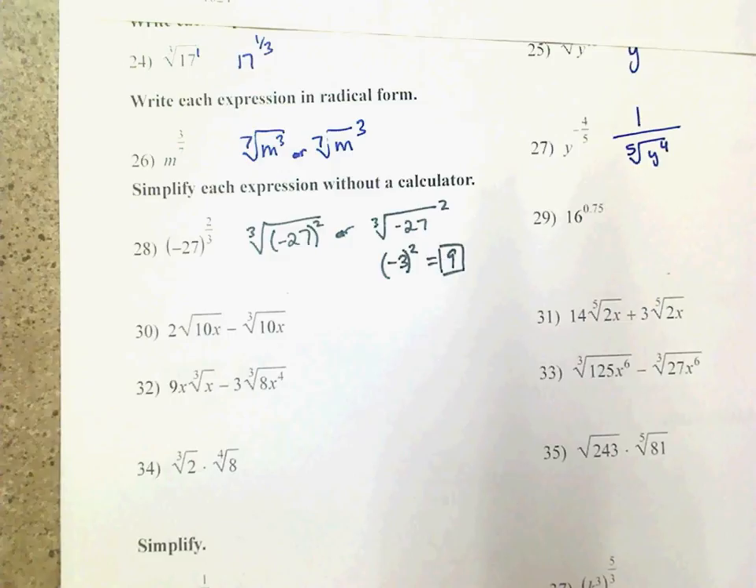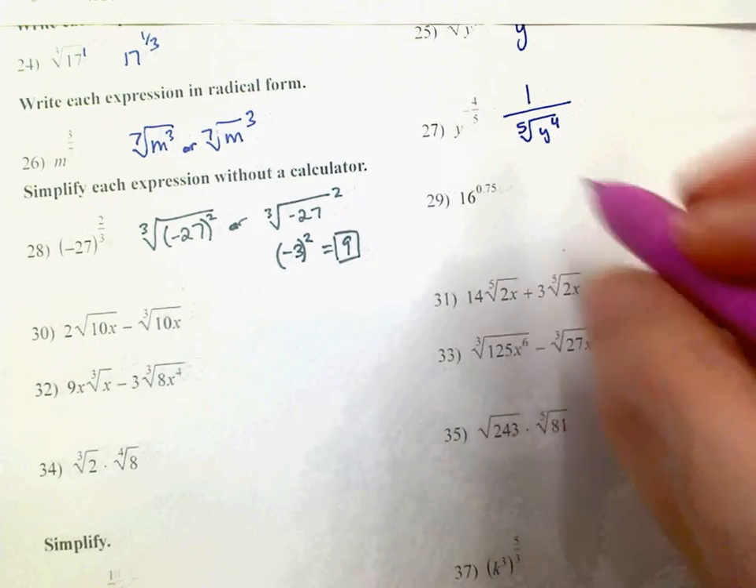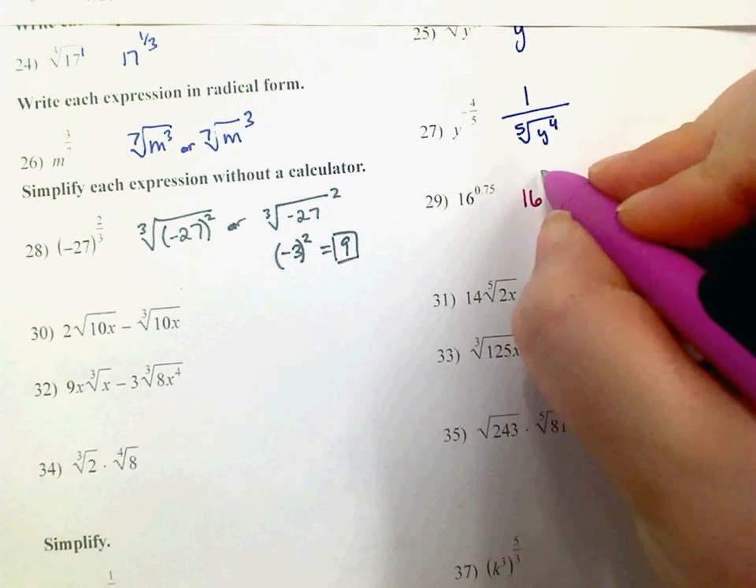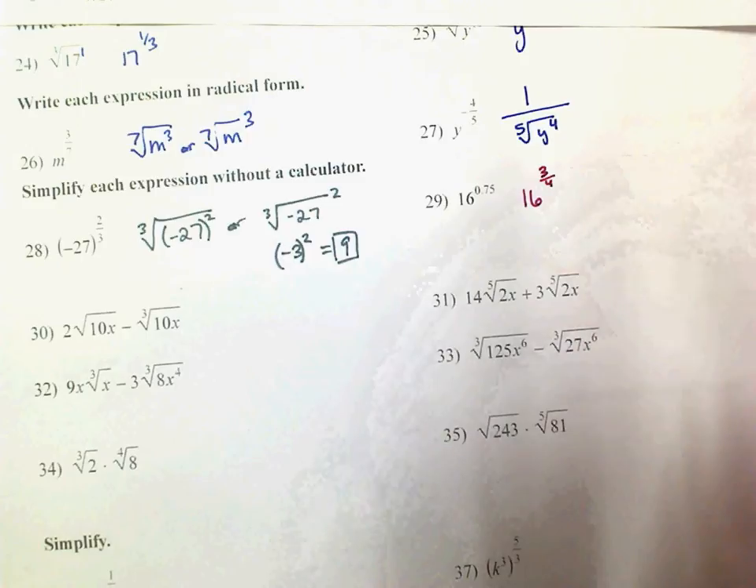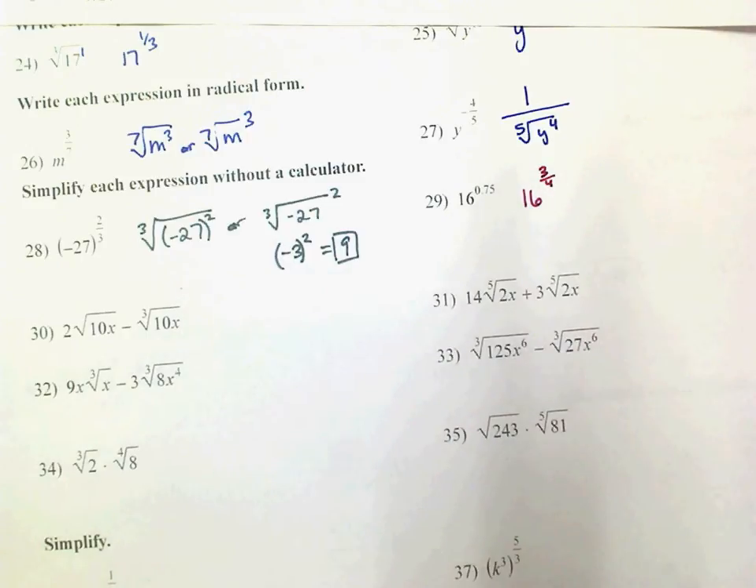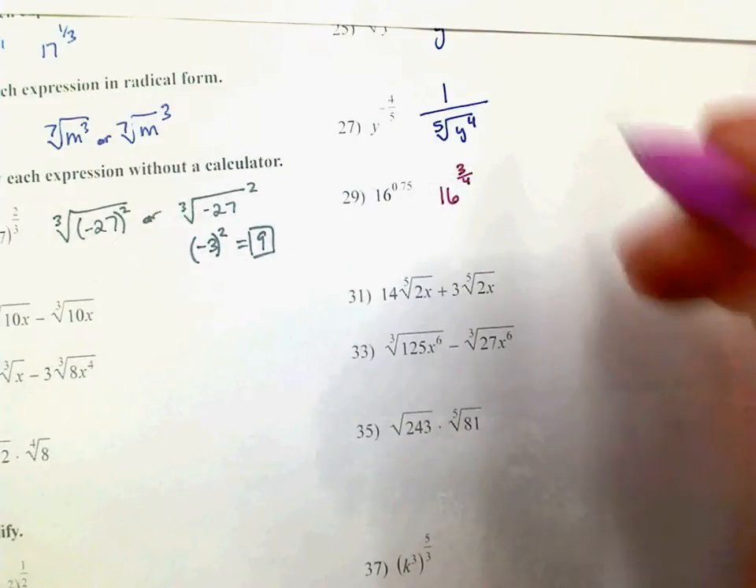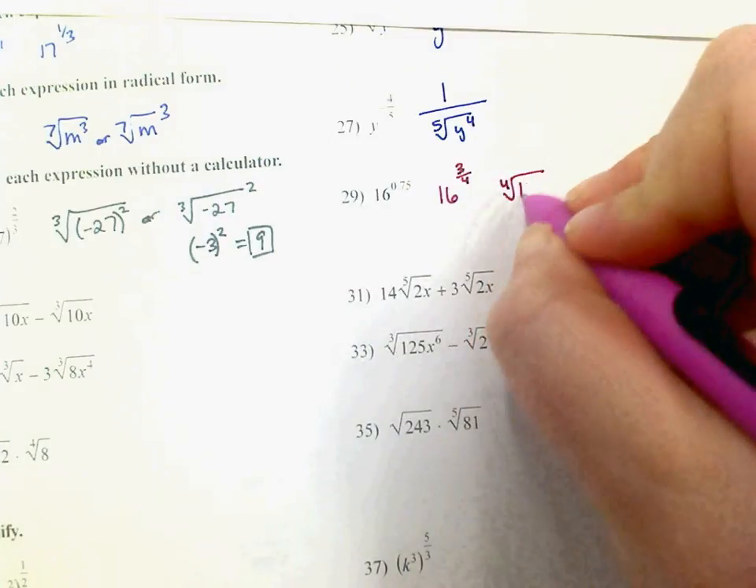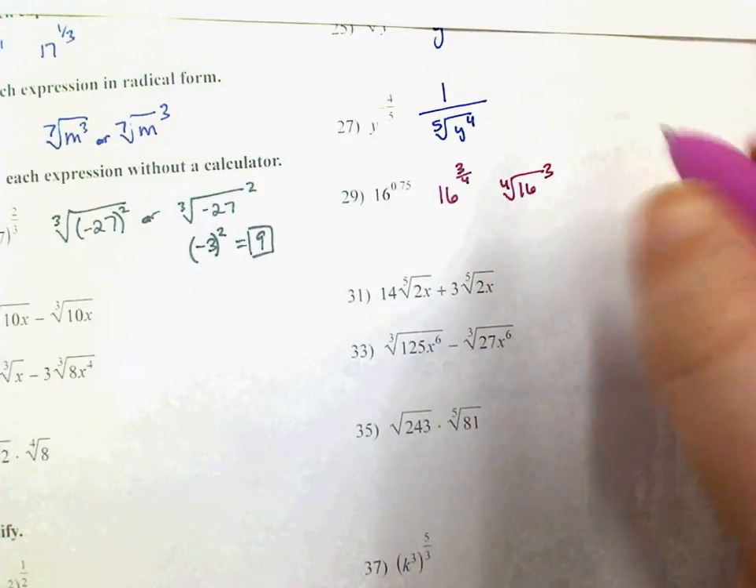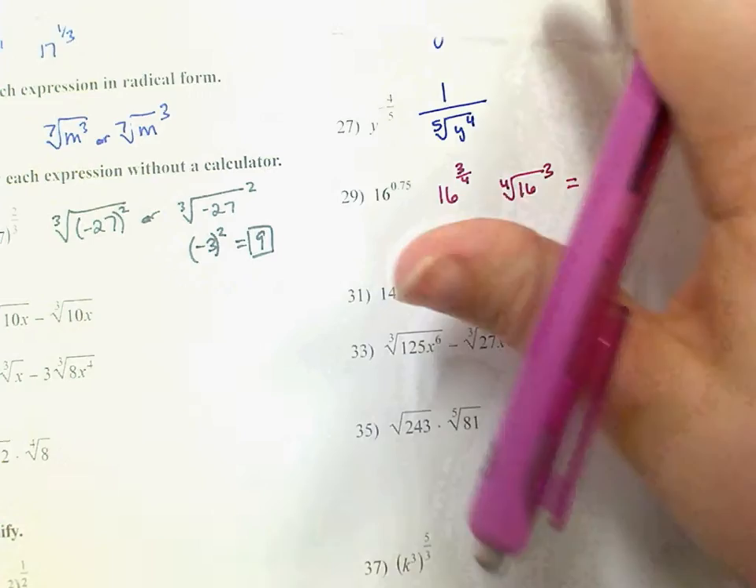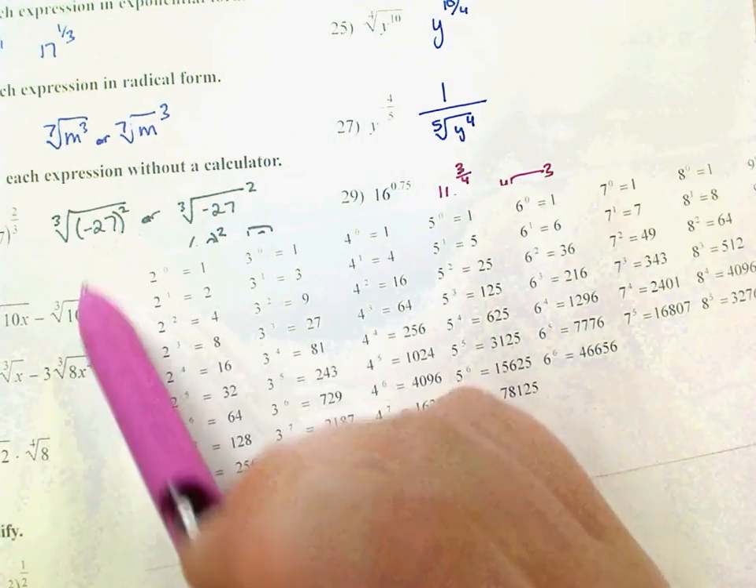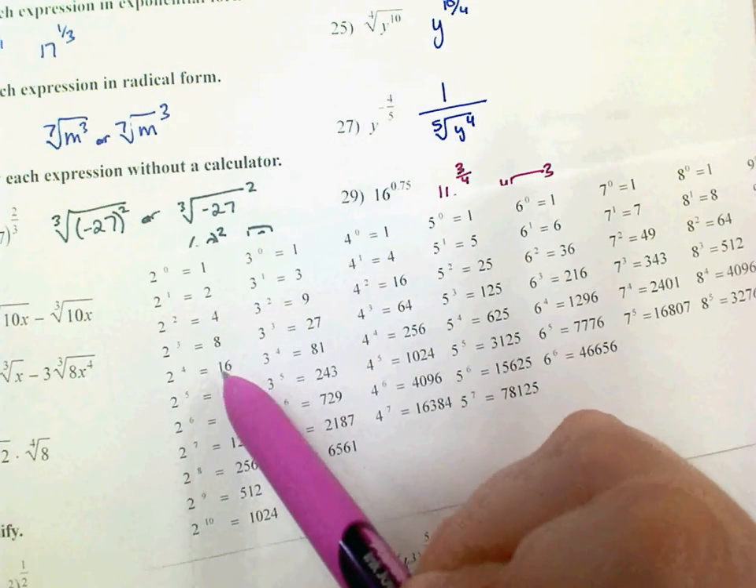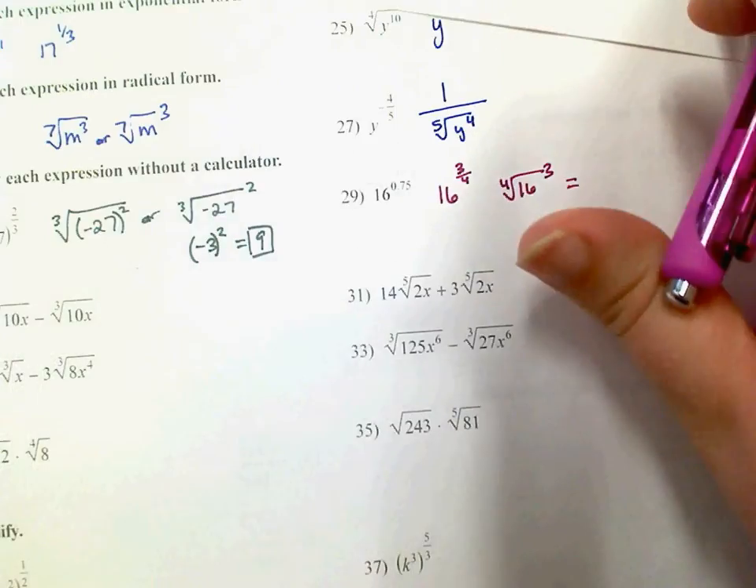Number 29 is 16 to the 0.75. That is 16 to the 3/4. So you have to rewrite that as a fraction, and then you can write it as a root. So it is the 4th root of 16 to the 3rd power. Always take the root first. So the 4th root of 16, I see that 2 to the 4th is 16, which means the 4th root of 16 is 2. So this is just 2 cubed, which is 8.